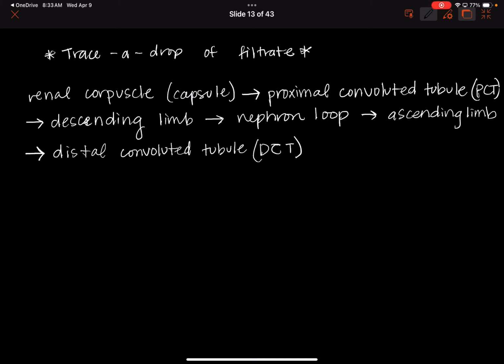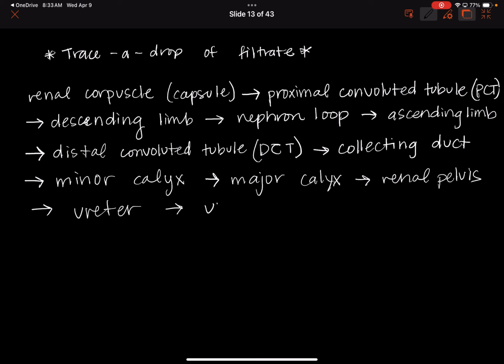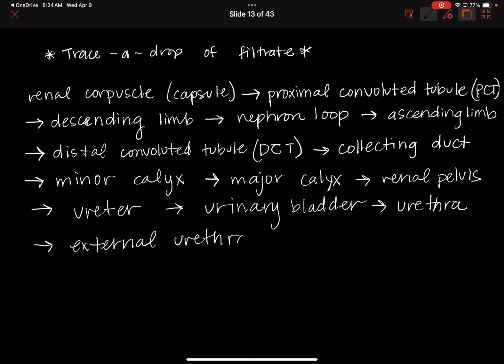And then from there, we go to the collecting duct, which a bunch of different nephrons are going to be emptying into, to a minor calyx, to a major calyx, to the renal pelvis, to the ureter, to the urinary bladder, to the urethra, and then out the external urethral orifice.